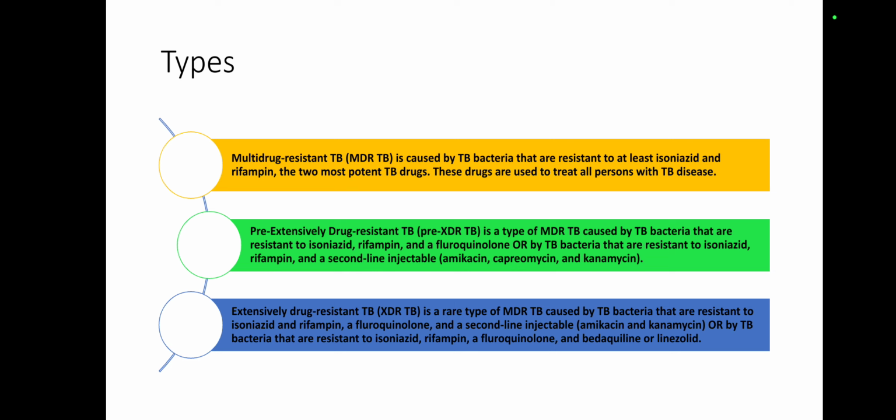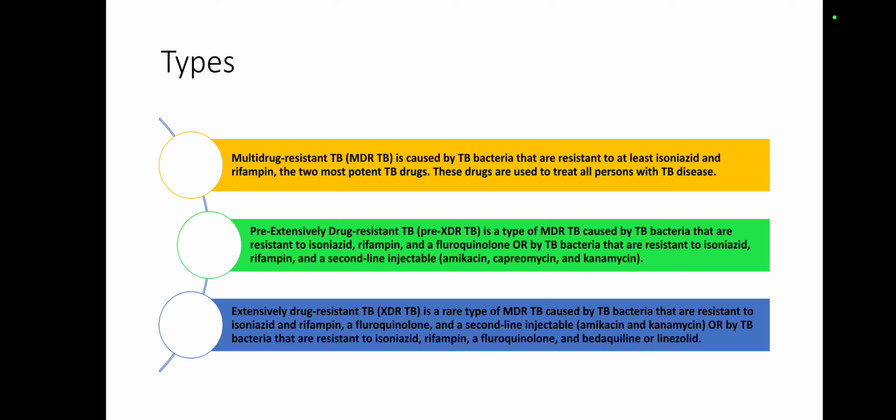So what are the types? First, we have multi-drug resistant TB, which is caused by TB bacteria that are resistant to at least INH, isoniazid, and rifampicin, the two most potent TB drugs. These drugs are used to treat all persons with TB disease.